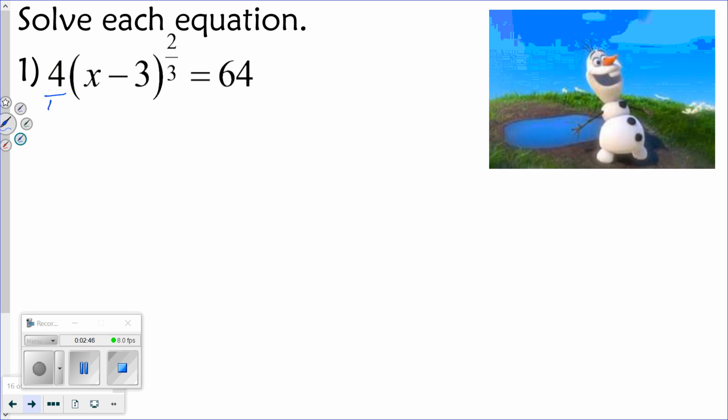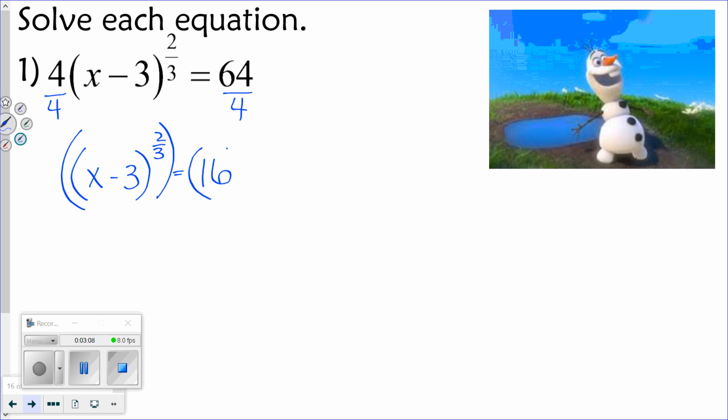All right, but to get rid of it, I can divide by 4. Solve x minus 3 to the 2/3 equals 64 divided by 4, which is what? 16? Thank you. All right, so I have the part that I need to get rid of the exponent. I have it by itself. So then I will raise both sides to the reciprocal. The reciprocal of 2/3 is 3/2. And if I do it to one side, I'm going to have to do it to the other side.